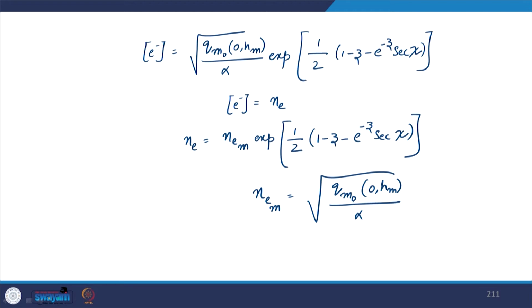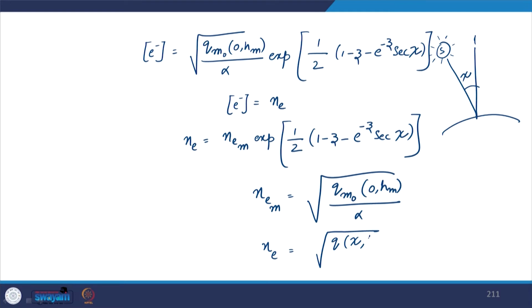So we have gotten rid of chi. Chi is 0 this time. Chi is the angle at which the sun is at a given time. So this is the zero position and this is the sun, let us say. The angle at which you see the sun away from the zenith is the solar zenith angle. We have already discussed this, right. So this is Ne, and Ne is simply Q, the rate of production at any solar zenith angle and at any given height, divided by alpha. So this is called the Chapman alpha layer, right.